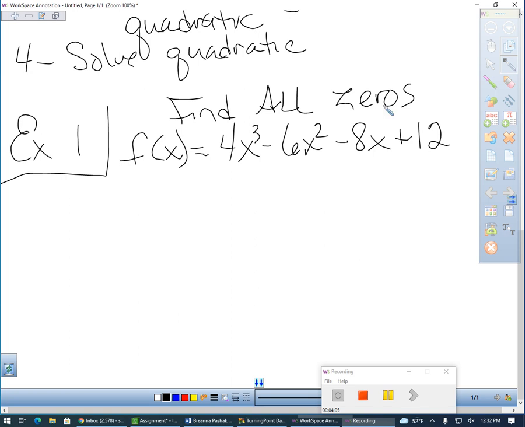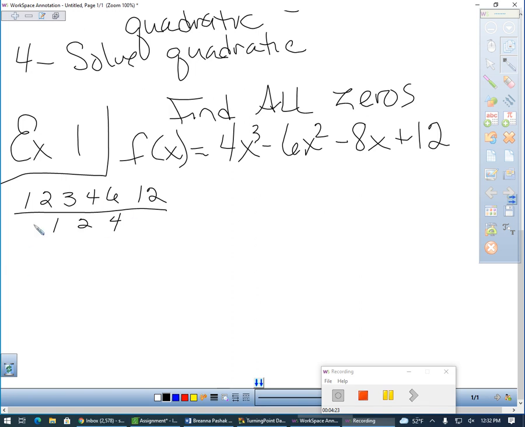So the first thing we have to do is find all the possible zeros. So we take all the factors of 12, which are 1, 2, 3, 4, 6, and 12, and divide it by all the factors of 4, which are 1, 2, and 4. It's a lot of possible.